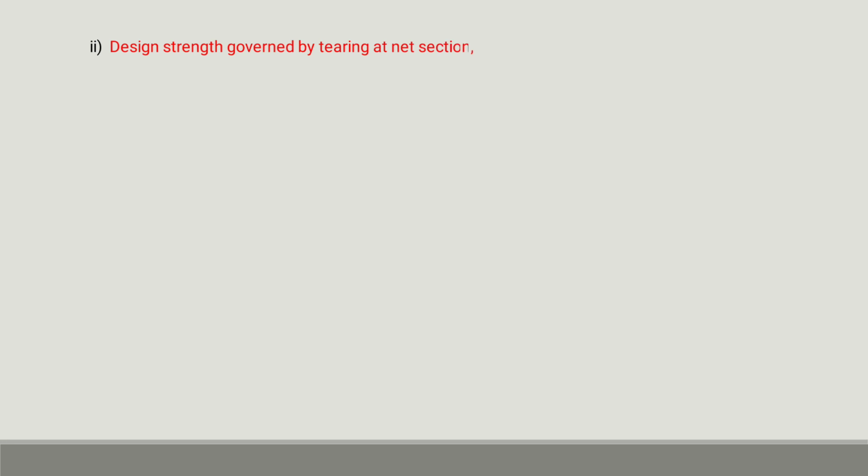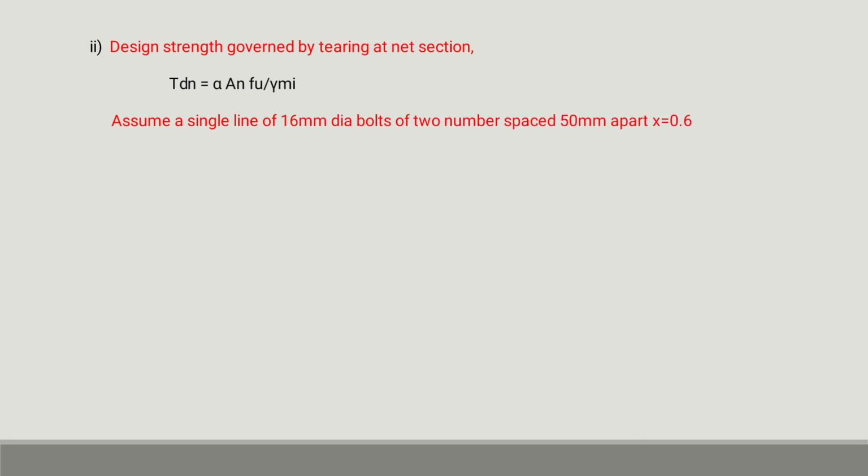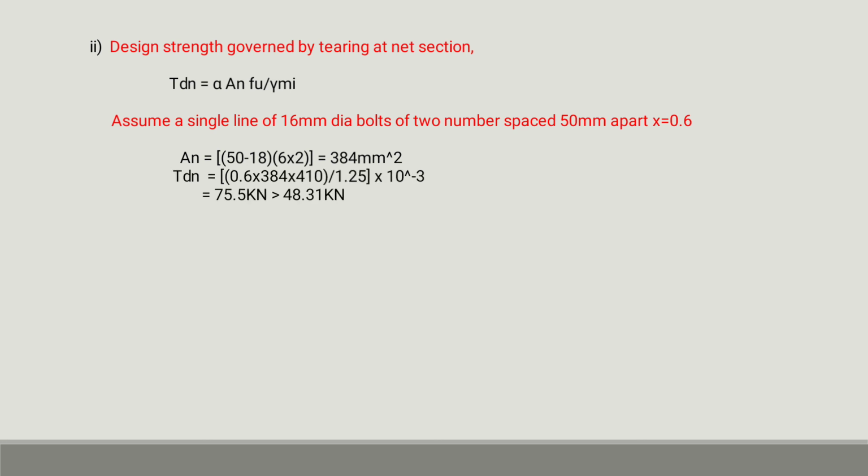So design strength governed by the tearing at net section. So TDN is equal to alpha into AN into FU by gamma M0. So assume a single line of 6 mm diameter bolts, two numbers spaced 50 mm apart, beta equal to 0.6, and AN value is equal to 384 mm square. So TDN is equal to, we know all the formulas, apply the values, the answer is 75.7 kilonewton. This is greater than 48. So hence safe. So hence the angle section designed for the truss can safely resist the factored loads. Thank you.